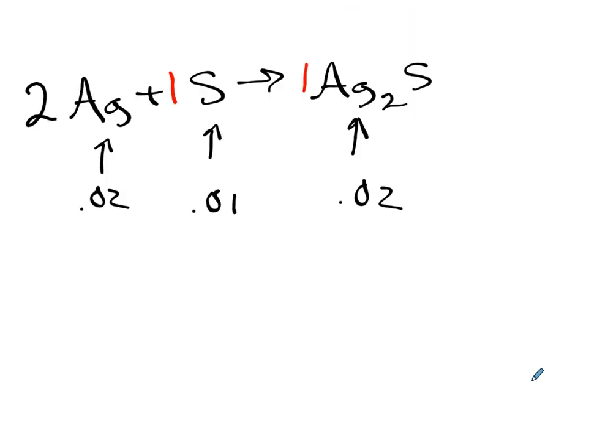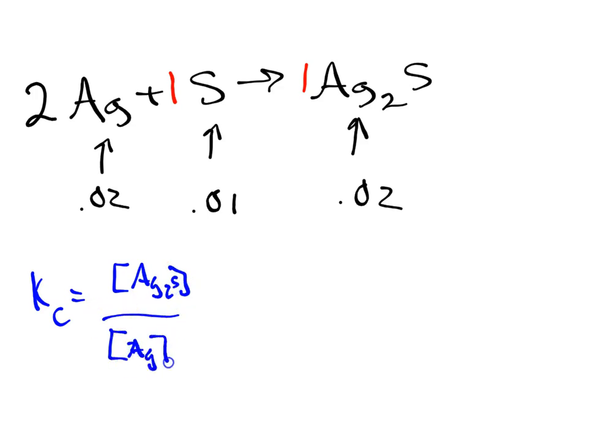All right, so here we go. We don't just want to write what it is, we want to figure it out. So this is the exact same expression we did before. Now we'll actually solve for Kc. So Kc, the general expression, would be Ag2S over Ag2S to the 1, right? That's called the expression, or Keq, or Kc, or the mass action expression.